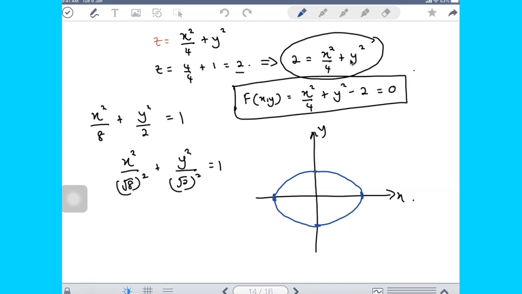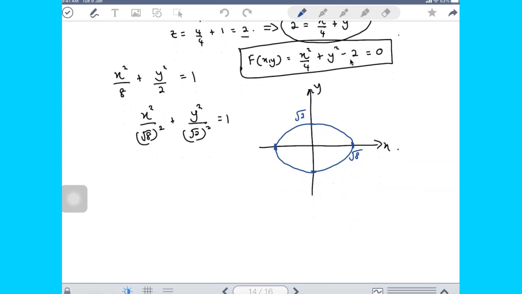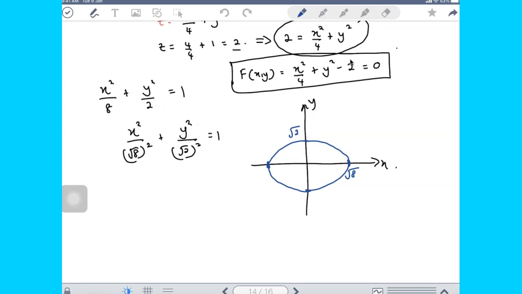Okay, so you've got square root 2 on y, square root 8 on x. So that is your level curve at z equal to 2. Okay, so now the question is asking, where is the point (2, 1)? Because next you have to sketch the graph of the gradient vector at the point (2, 1). So (2, 1) should be somewhere here.